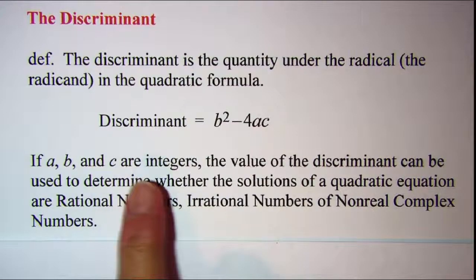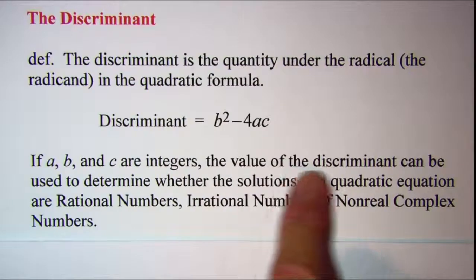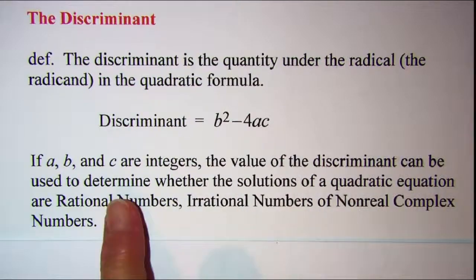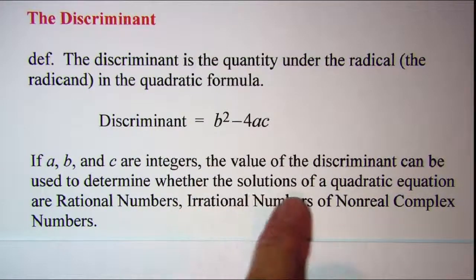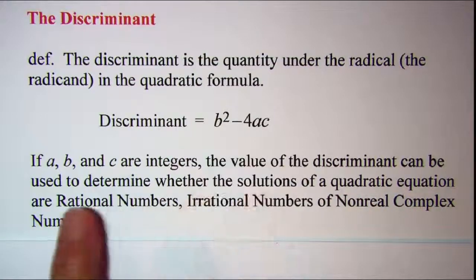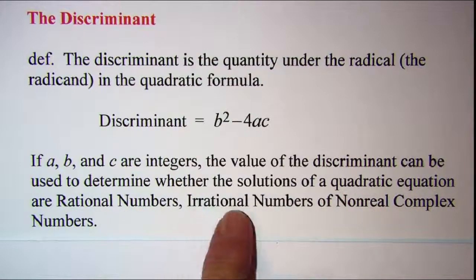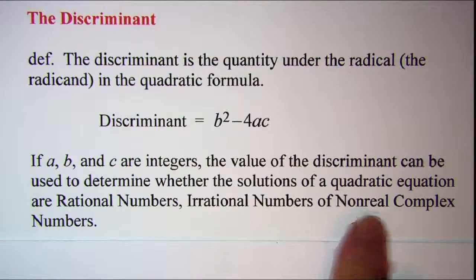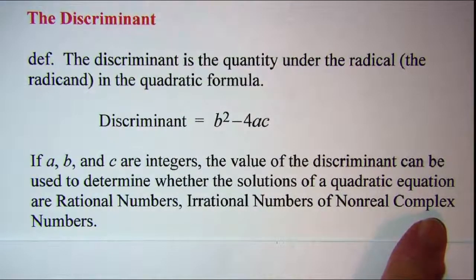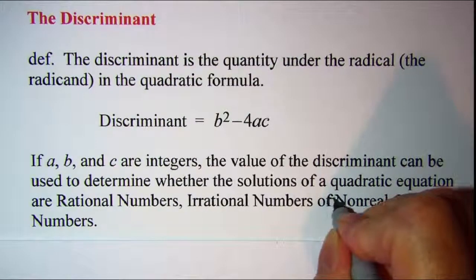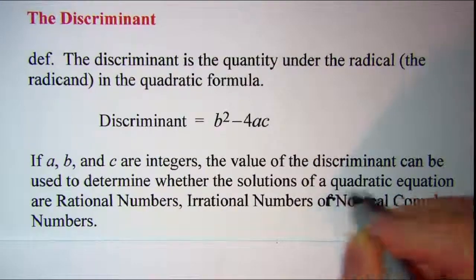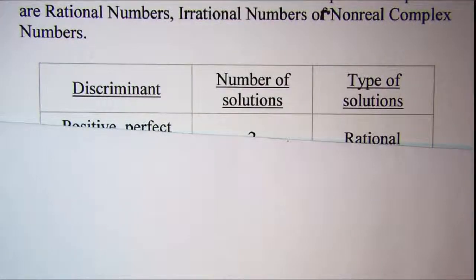If a, b, and c are integers, the value of the discriminant can be used to determine whether the solutions of a quadratic equation are rational, irrational, or non-real complex numbers. Let's look at a table.